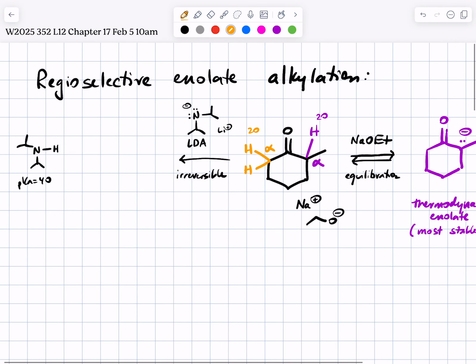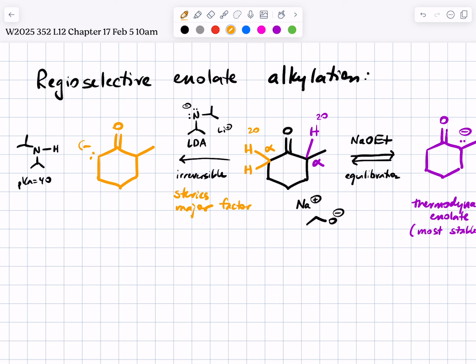Now, when you remove protons under irreversible conditions, the thing that matters most is which is fastest to remove. So how can you decide which is fastest to remove? Well, if the pKa's are similar, then sterics are the major factor. In this case, the 2 different kinds of alpha protons we have both have similar pKa's. So the only difference between them, the major difference, is sterics, and the less sterically hindered proton is easier to remove. So if you use LDA, you can hope to get this enolate.